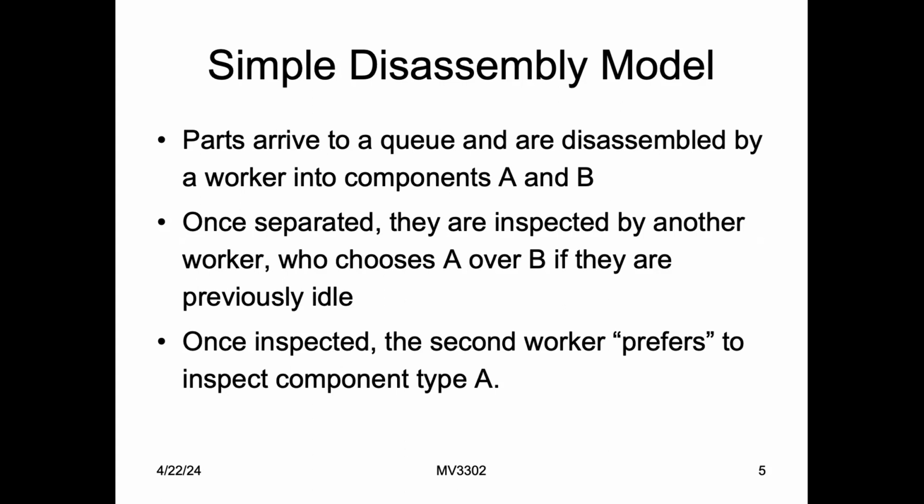So the idea here is that we have parts that are arriving to a queue, and we have a worker, or possibly one of many workers, and they're going to disassemble the part into two components, A and B, and then once they're separated, they have to be inspected by another worker. Now this is where we have to make a choice. Supposing there's only one of these inspectors, and now all of a sudden they get handed two parts, one of type A and one of type B.